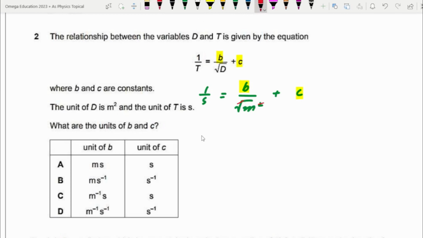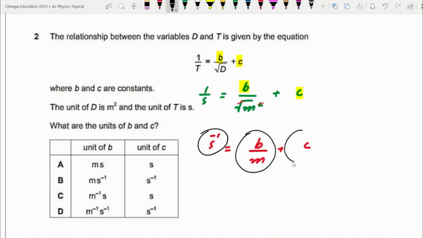So you'll be left with a simple form. 1 over S can be written as S to the power minus 1, per second. And then this thing can also be written as B over M plus C. Now check it out. How many terms do you have in this equation? We have 3 terms. First one, second one, and plus C being the third one. We have 3 terms in this equation. And the terms can be added only if they have the same unit. Otherwise the terms cannot be added.